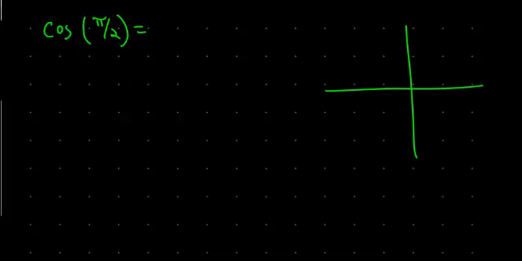Let me just use a simple example here. Let's just say cosine of pi over 2. Draw a circle at pi over 2. We're up there, so my cosine is 0.